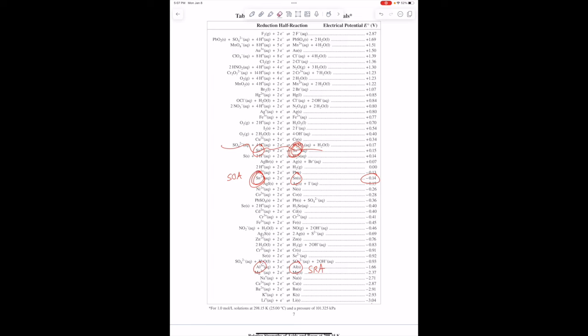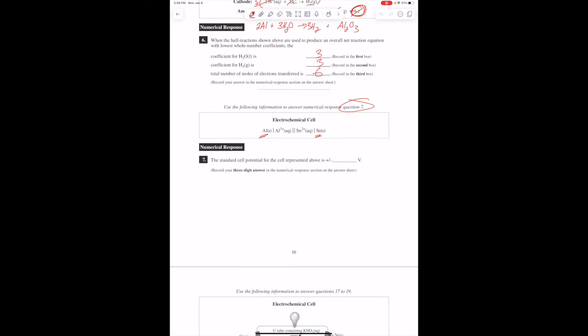So I just come up here and go, okay, I've got a negative 0.14 because this one I write down forwards, right? This one I have to write backwards and I flip it. And so this is a positive 1.66. Subtract the negative 0.14. And of course, I get my answer of 1.52. The answer is 1.52.